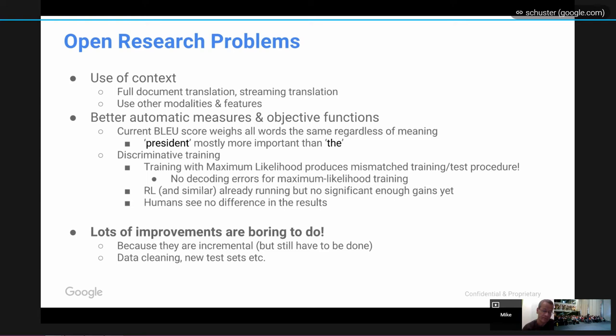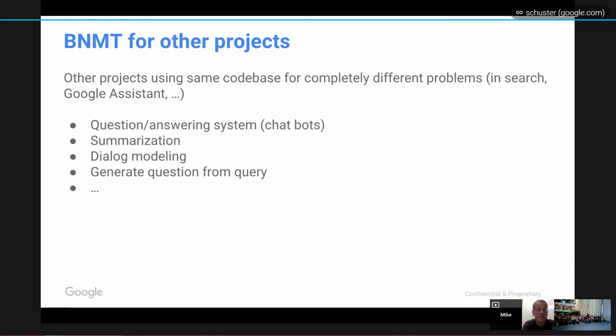So GNMT is used for a lot of other projects at Google as well. So for example, for question answering systems, for chatbots, for summarization, for dialogue modeling, for generating questions from queries, and so on and so on. There's a lot of ways how this system can be used for completely different problems, because it's basically just mapping one token sequence to another token sequence.